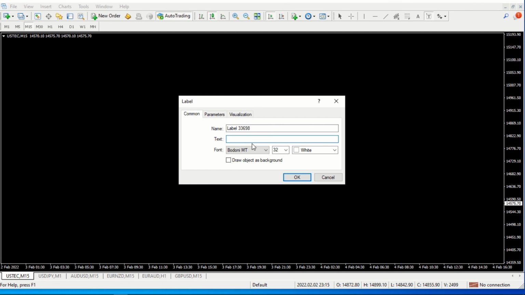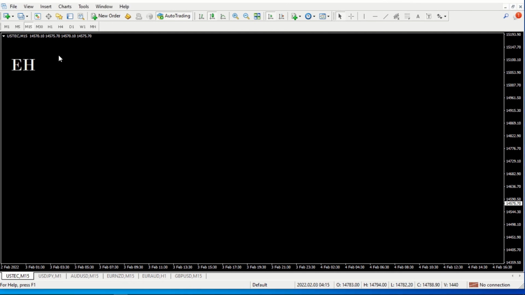We also have EH as equal highs. Yes, my people. So these are some of the few advanced abbreviations that we have so far as the forex market is concerned.